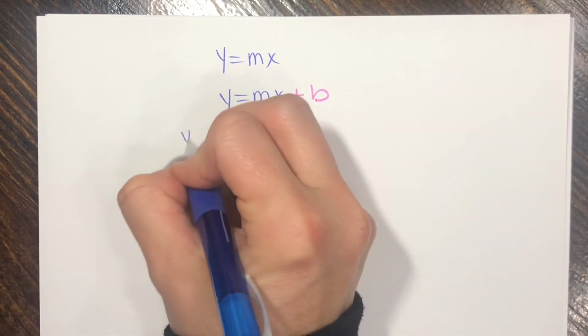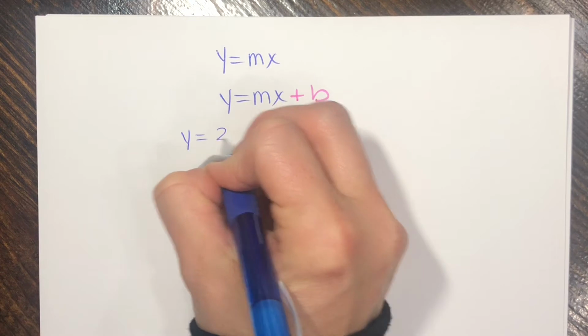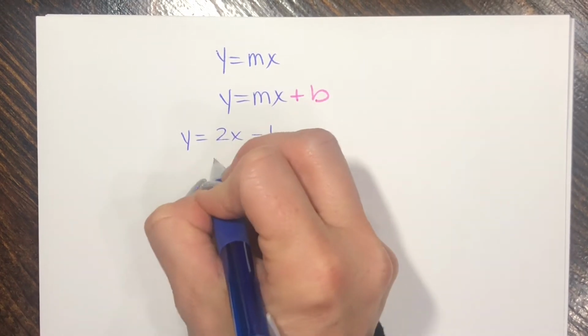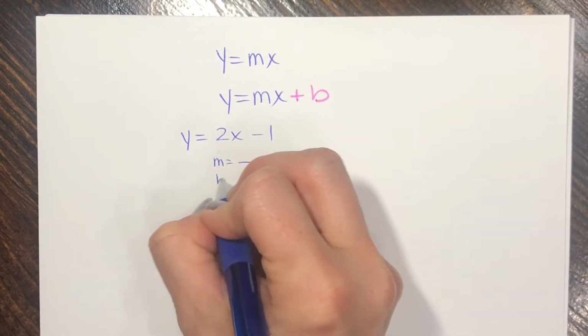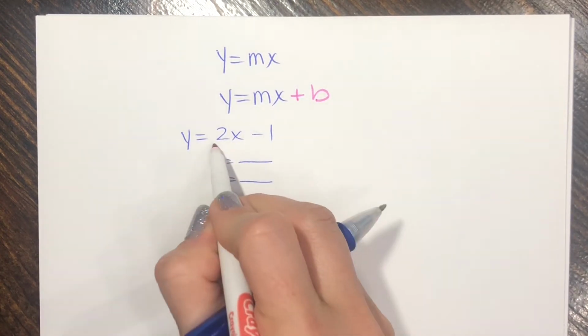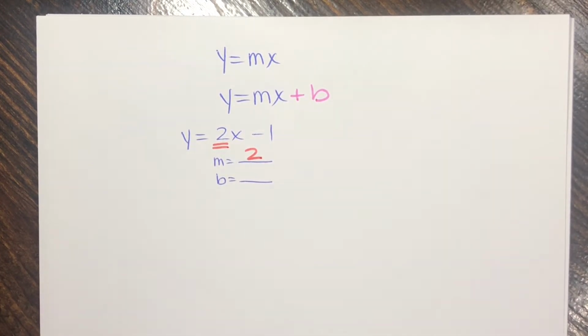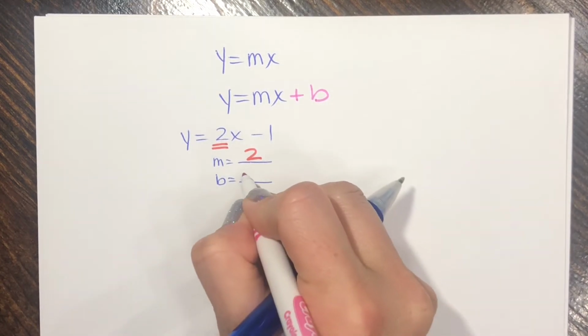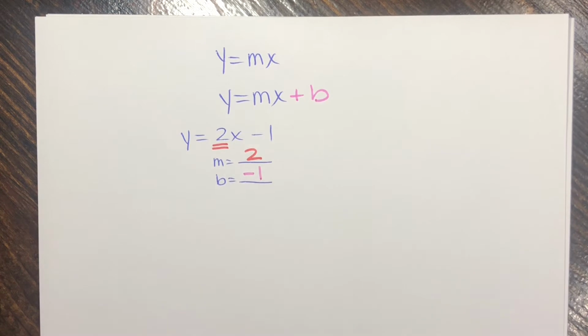We took equations like, say, y equals 2x minus 1, and we found and identified the slope, which we said was the number in front of x. It's been the same since it was unit rate. And we also found where we started, our beginning value.